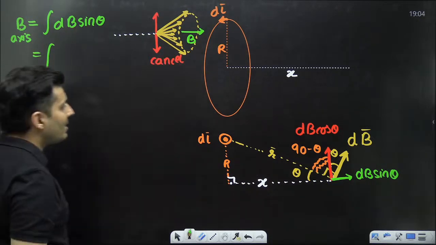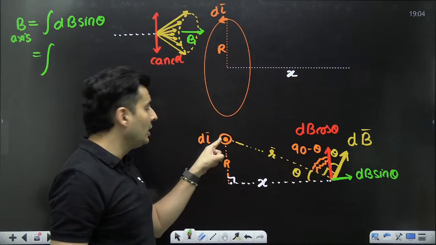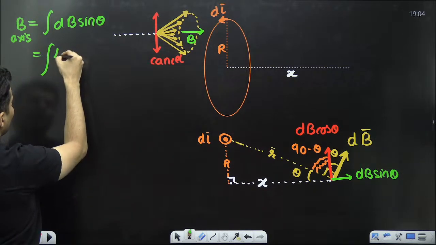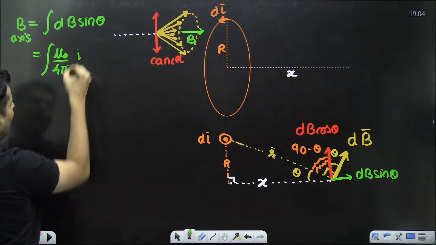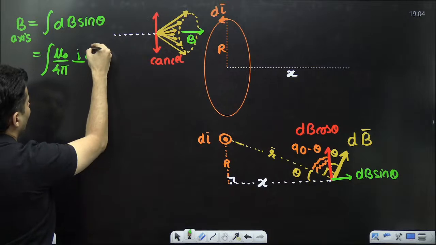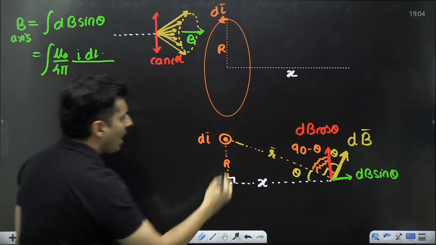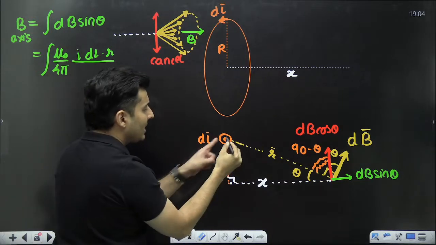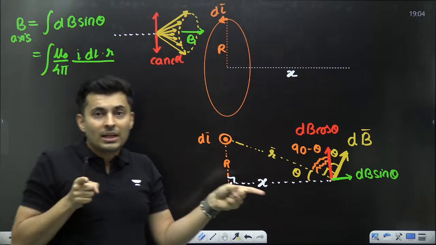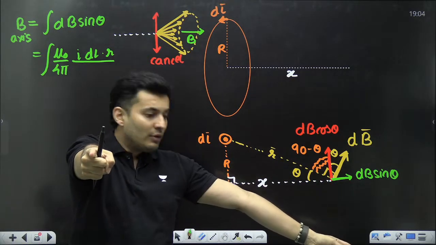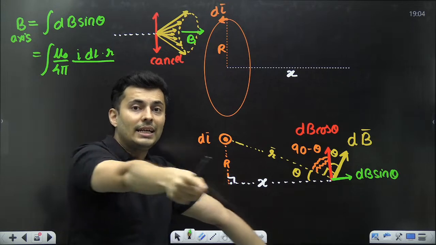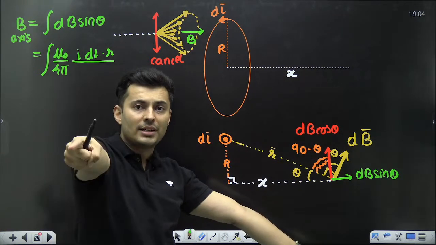Now what is dB? dB is the magnetic field at this point due to this element. So that will be given by mu naught by 4 pi, here you will have current I, dl, divided by r, r is this small r, into sin theta. Sin will be the angle between r vector and dl vector. dl is towards you, r is like that. Visualize, dl is like this, r is like that.